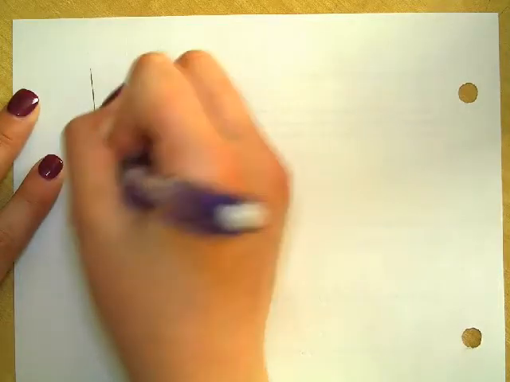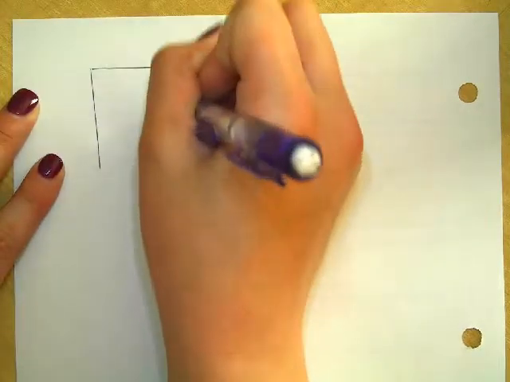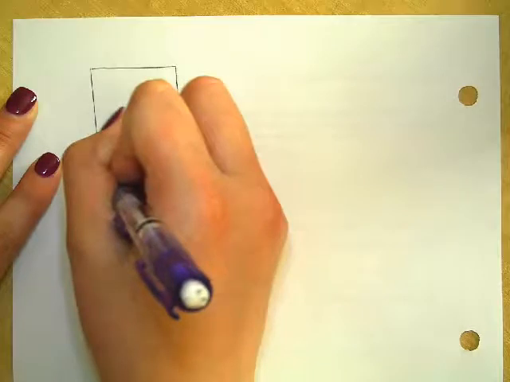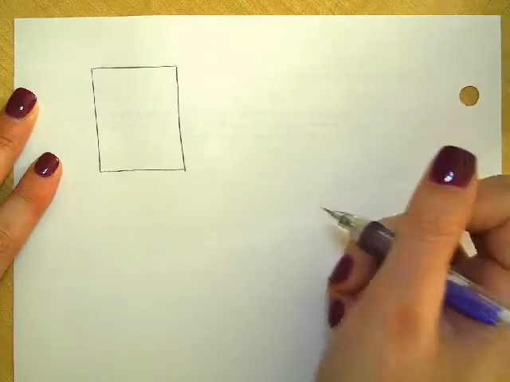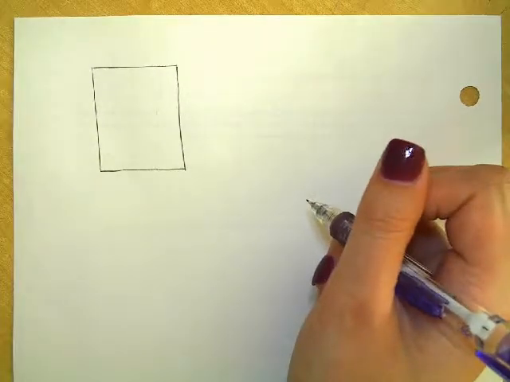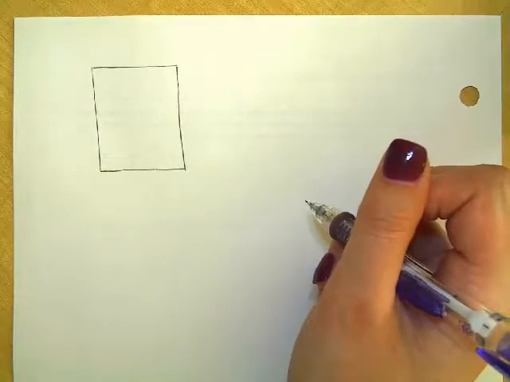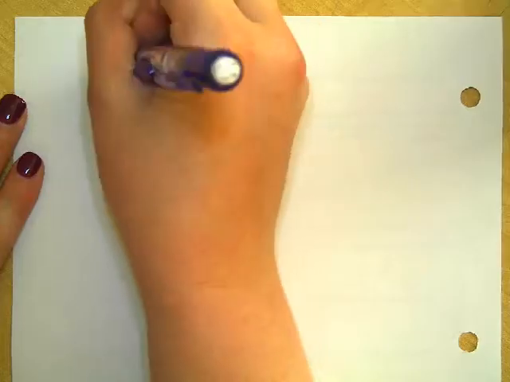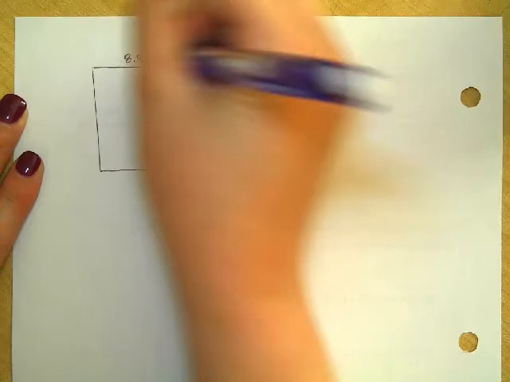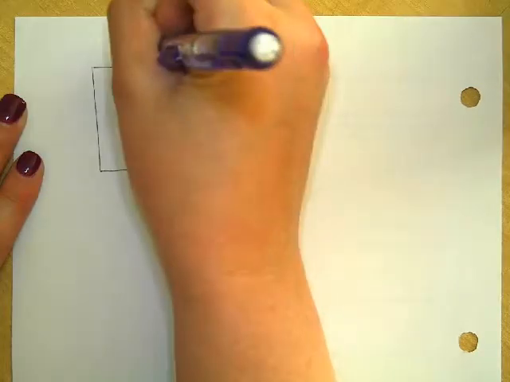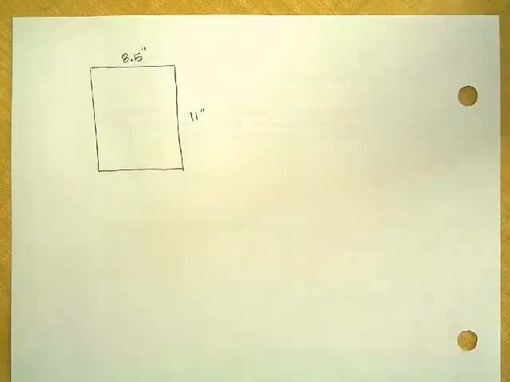All right, we are doing volume applications, and what we're going to do first is draw a rectangle that represents a sheet of paper. Do any of you know the dimensions of a sheet of printer paper? It's close, it's 8.5 by 11. So we have a sheet of paper, it's 8.5 by 11.